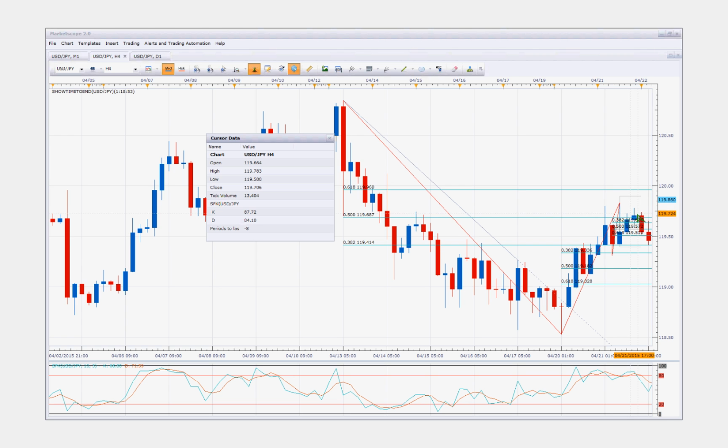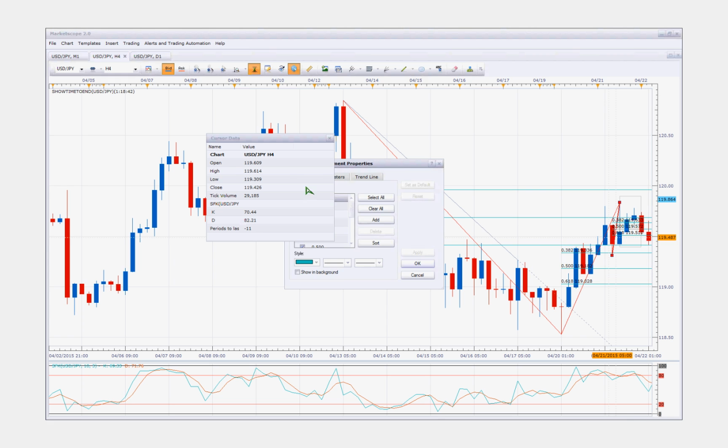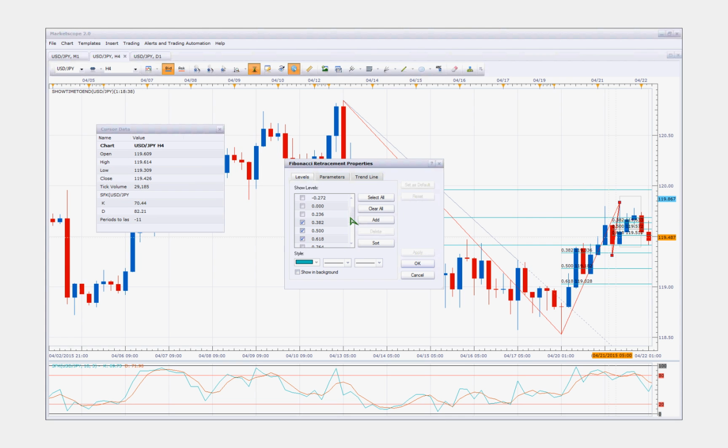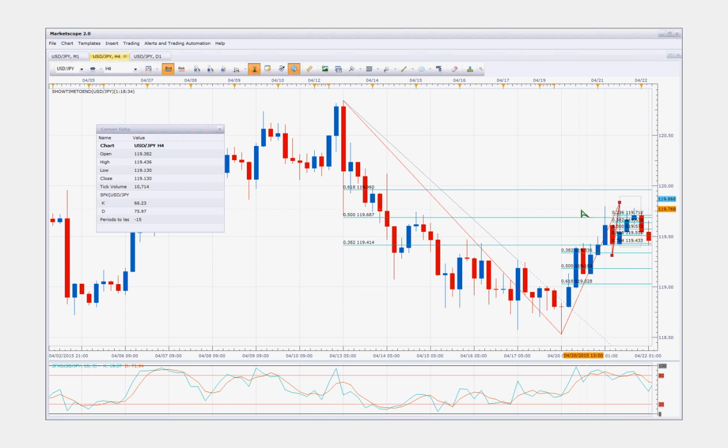Then if I extend, change that. Let me add, then you have the 76.4%, 119.43.3, which is all highly confluenced with the big retracement right there of 119.41.4. All right.